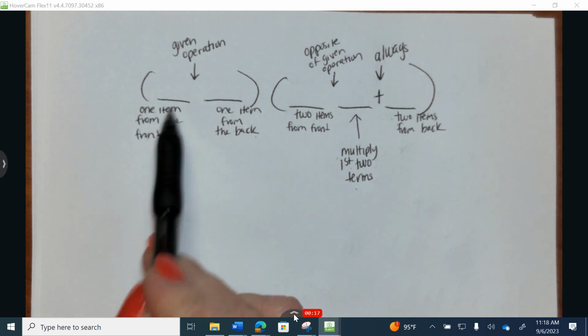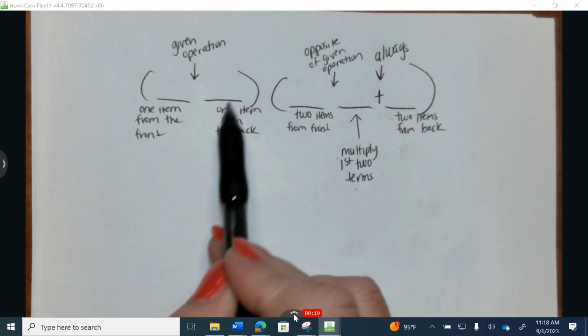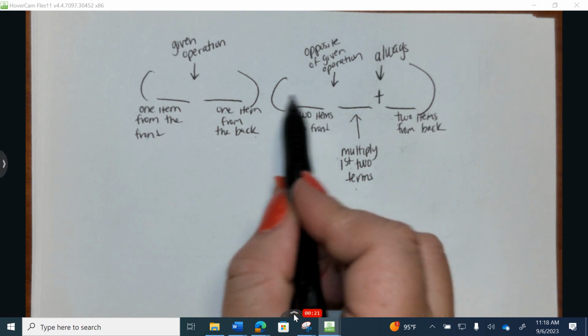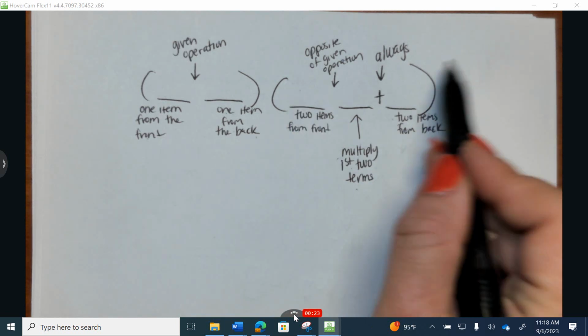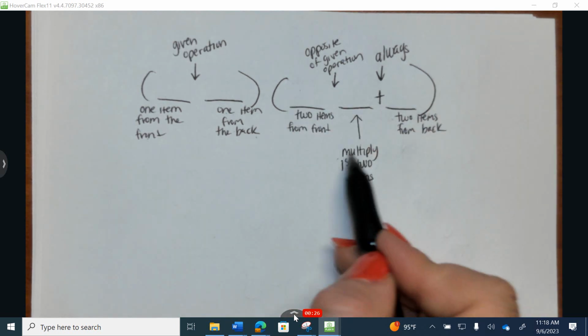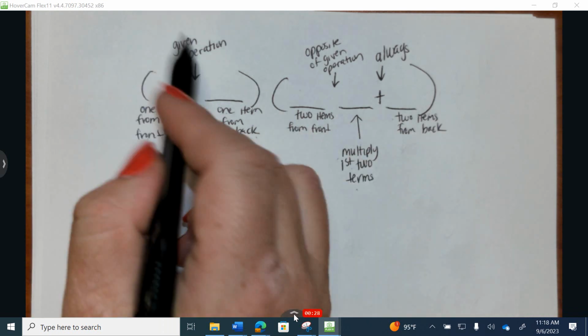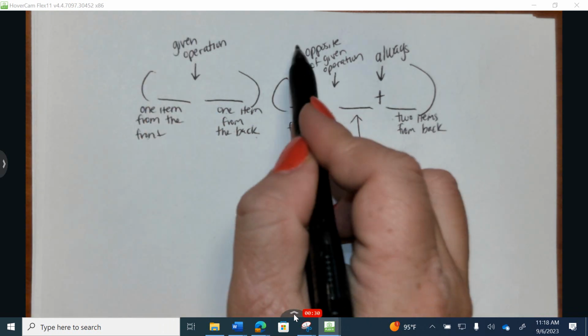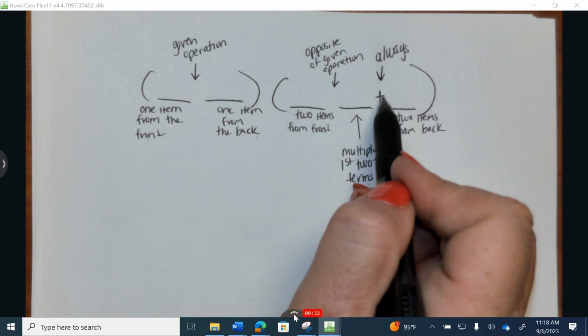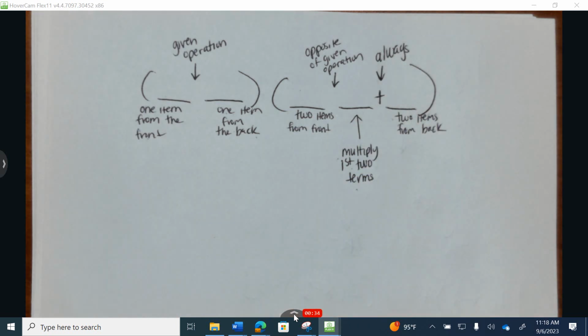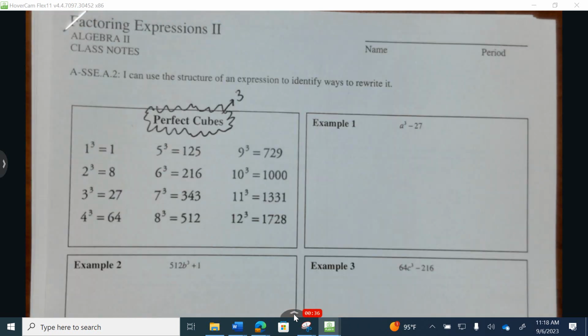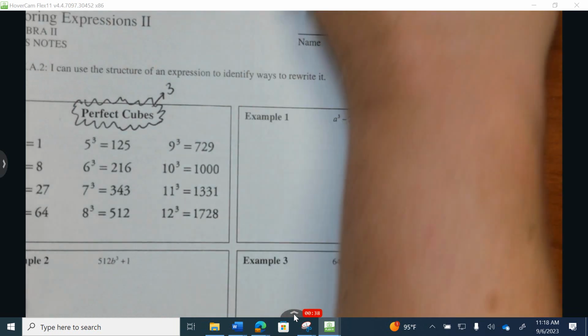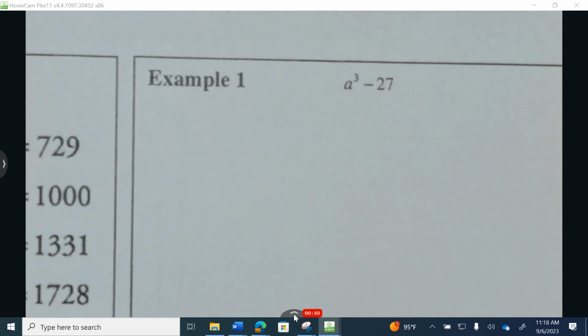We'll take one term from the front, one term from the back. Then we'll take two terms from the front, two terms from the back. We'll achieve this term by multiplying the first two terms. And then we'll use the given operation, the opposite of the given operation, and this last one will always be positive. That seems like nonsense, but let's apply it here. Are you ready? Let's look at example number 1.